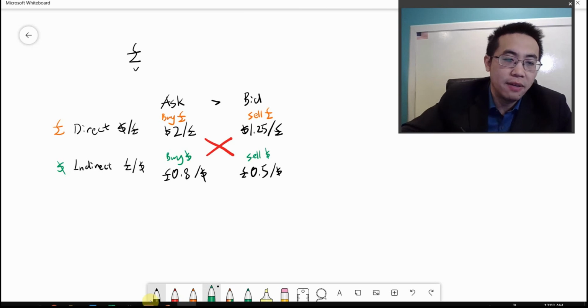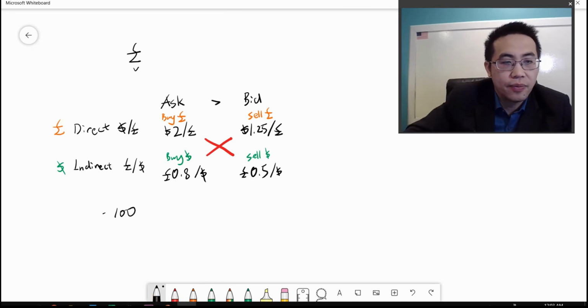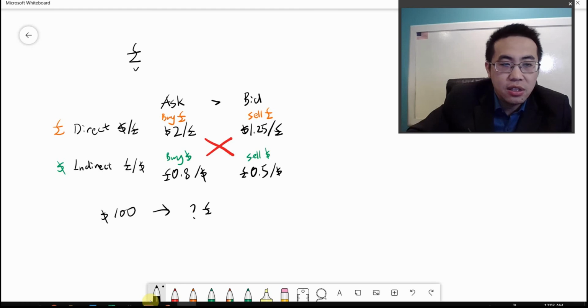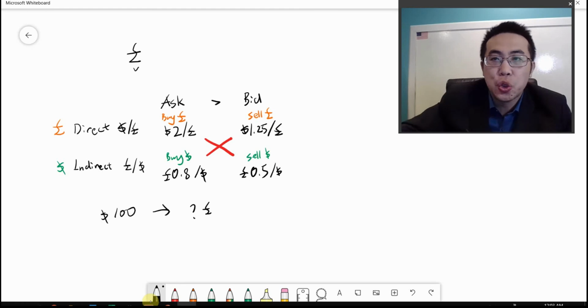Alrighty. Now let me give you one example. Assume that you have $100 and you want to convert it to British pounds. How many pounds would you get? Essentially, this is a dollar to pound conversion, and you should know which currency you are buying and which currency you are selling. So you are using $100 to buy a certain amount of pounds. So you are buying pounds, and simultaneously you are selling dollars.